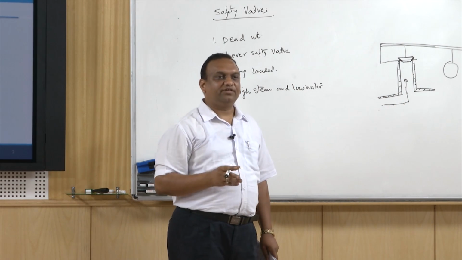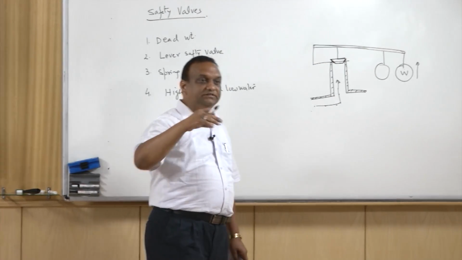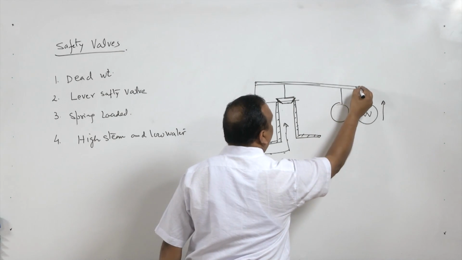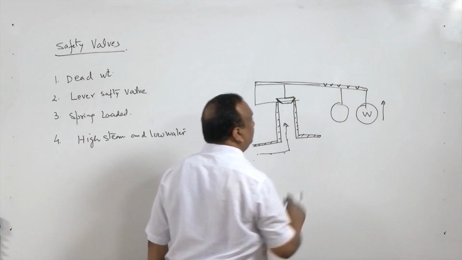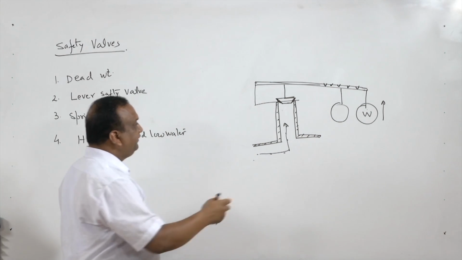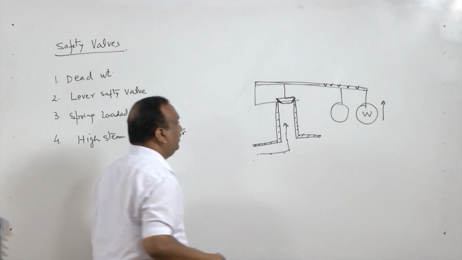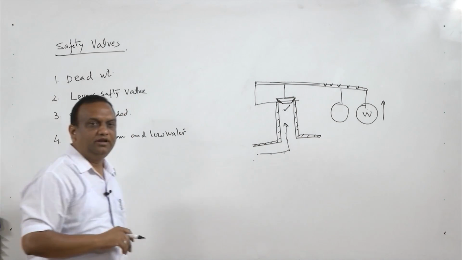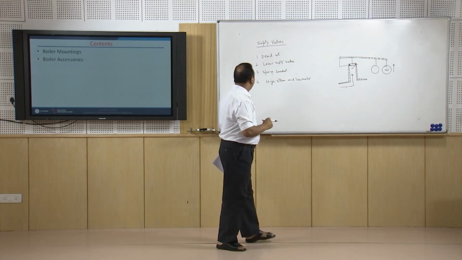So, manipulation is easier. In dead weight safety valve, you will have to insert the weights. Here simply you have to pull it and shift it to another place. There are grooves on the arm, and by shifting this weight you can manipulate the working pressure of this lever safety valve, right.